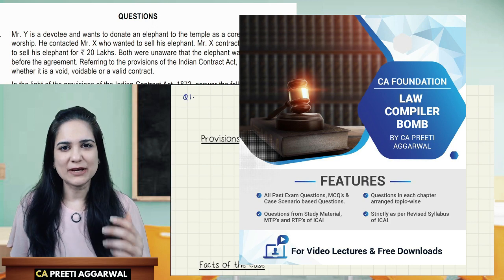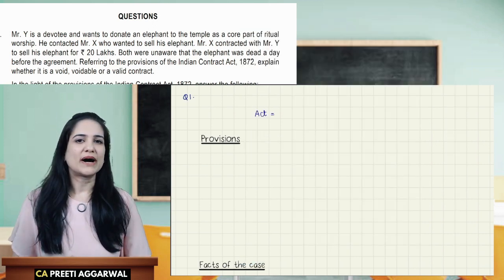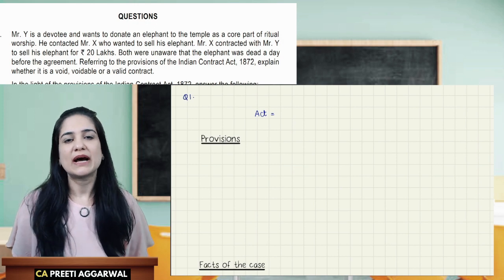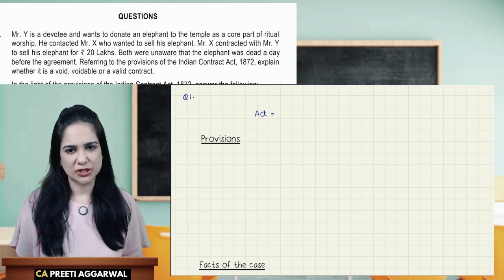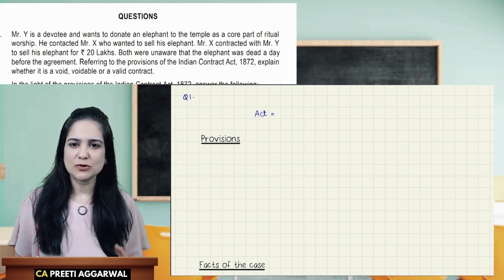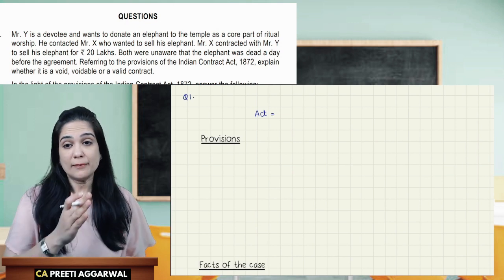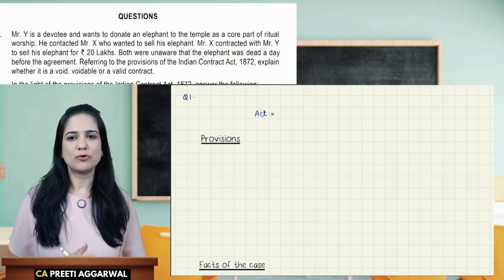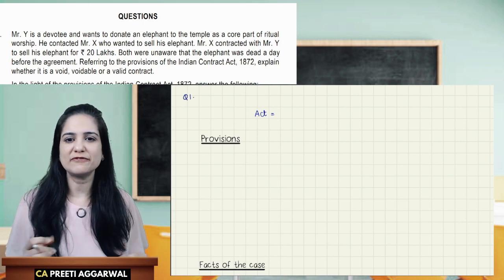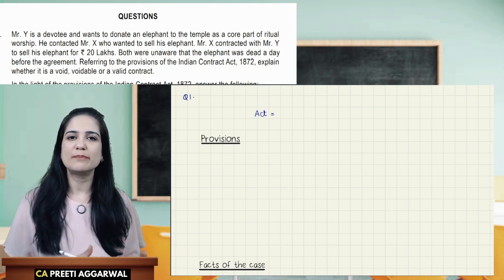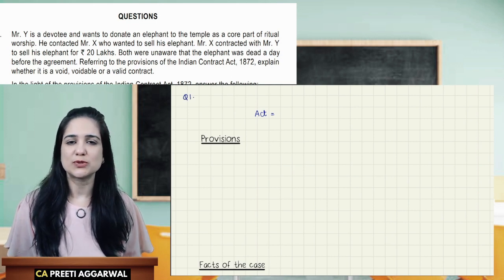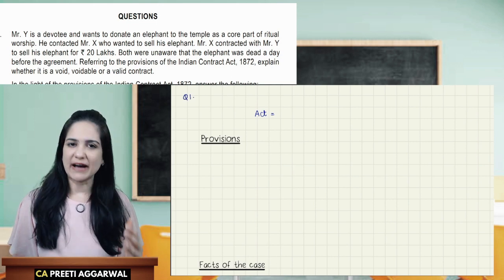Question 1. Let's read the question. Mr. Y is a devotee and he wants to donate an elephant to the temple as a core part of the ritual worship. He contacted Mr. X, who wanted to sell his elephant. Mr. X contracted with Y to sell the elephant for 20 lakhs. Both were unaware that the elephant was already dead a day before the agreement. Referring to the provisions of the Indian Contract Act, explain whether it is void, voidable, or a valid contract.